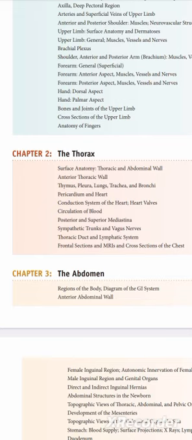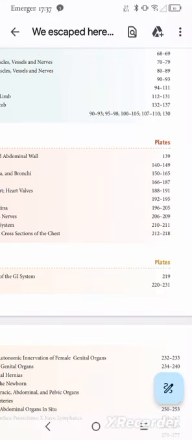Posterior and superior mediastina. Sympathetic trunk and vagus nerves, 206 to 209. Thoracic duct and lymphatic system, 210, 211. Frontal section and MRIs and cross section of the chest, 212 to 218.